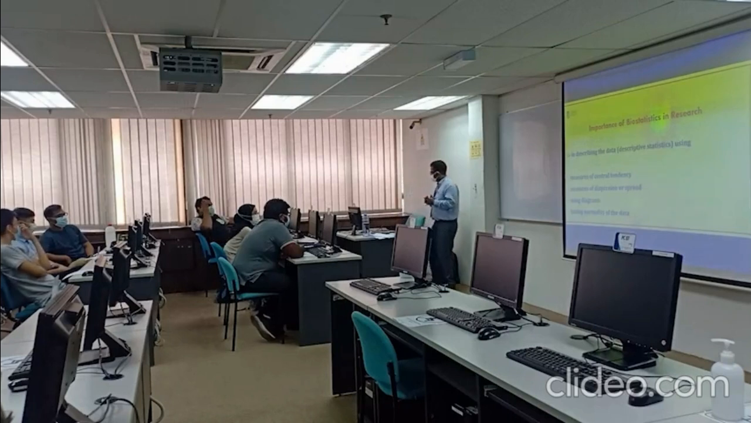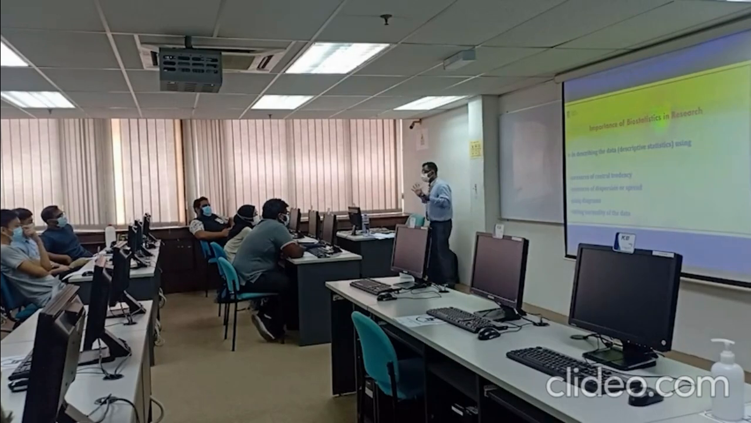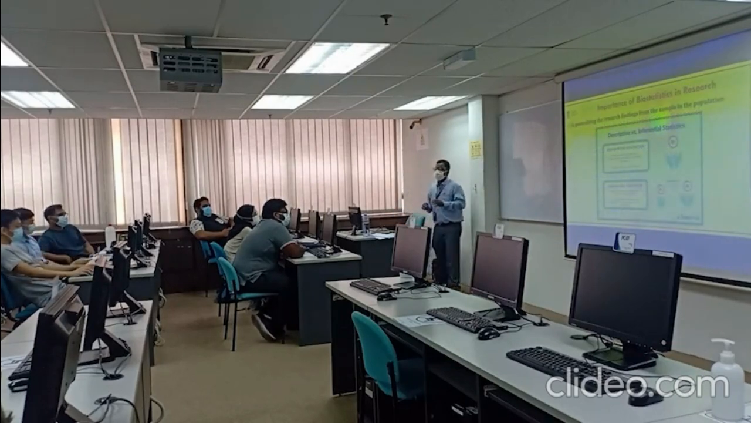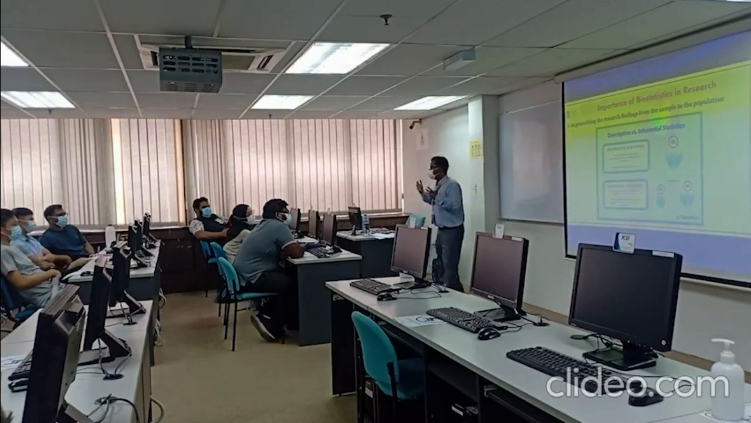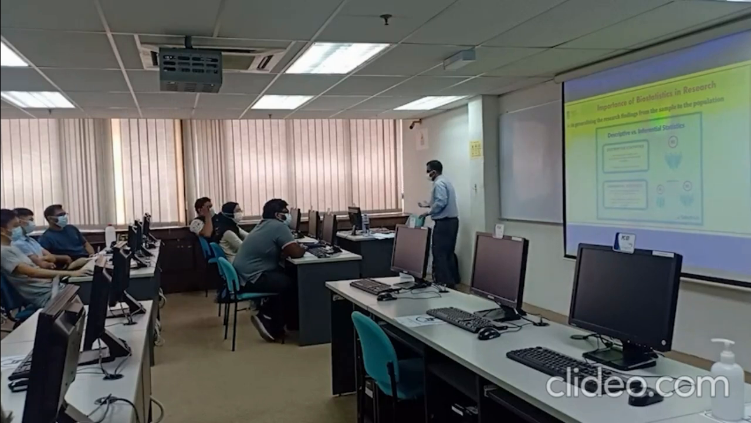Then, describing the data. I told you, what are the two things in describing data? Measure of central tendency and measure of dispersion. Both are statistics. That is the importance of statistics in describing the data. Then comes inferential statistics. You are generalizing the finding in your sample to the population. There also you need biostatistics. These are the various uses of biostatistics.